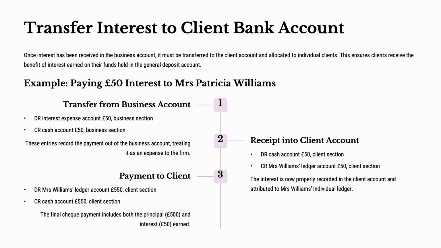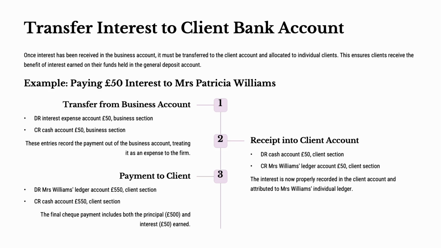So the next job is to pass on the appropriate amount. And let's see how it goes. So transfer interest to the client bank account. The solicitor calculates that Mrs. Patricia Williams must receive £50 of that interest. So how it works? The first step is to show the firm giving up the £50. So debit interest expense account £50, and that will be in business section because those are giving away. And then credit cash account £50 business section, so money moves from the business account.